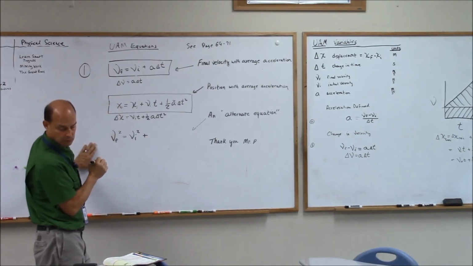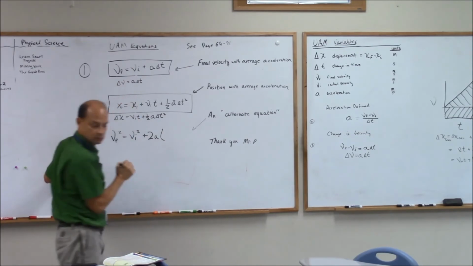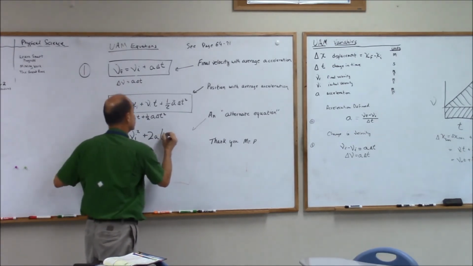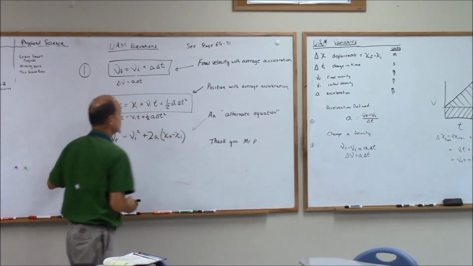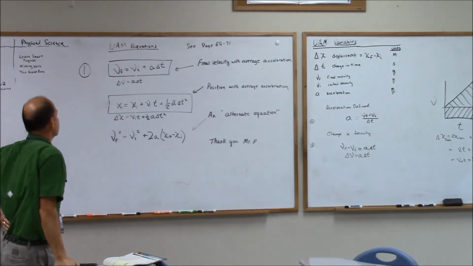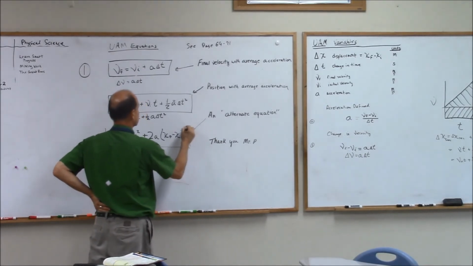plus 2a times x final minus x initial. This one is in your book.